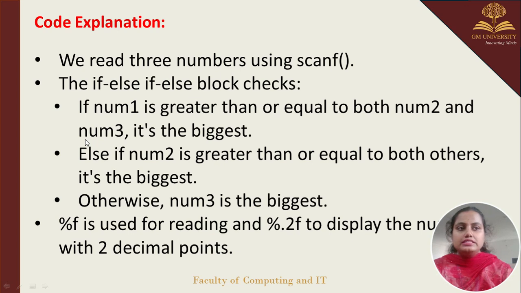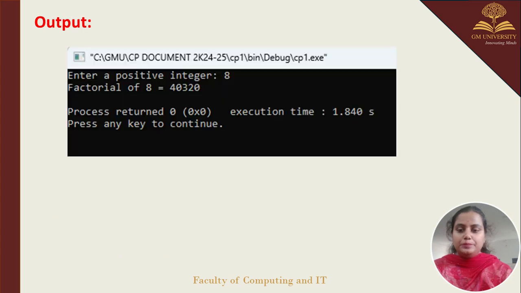If num1 is greater than or equal to both num2 and num3, it's printed as the biggest. If not, then num2 is compared against the other 2. Otherwise, num3 is considered the largest. This ensures all conditions including ties are handled gracefully. This is the output after running the biggest of 3 numbers program using C.